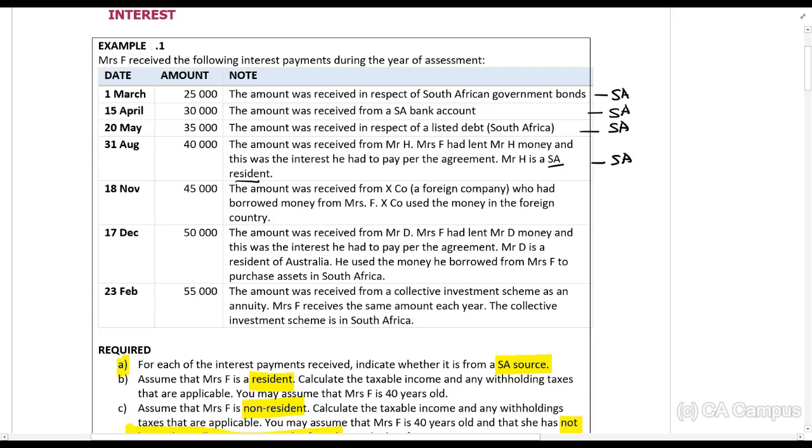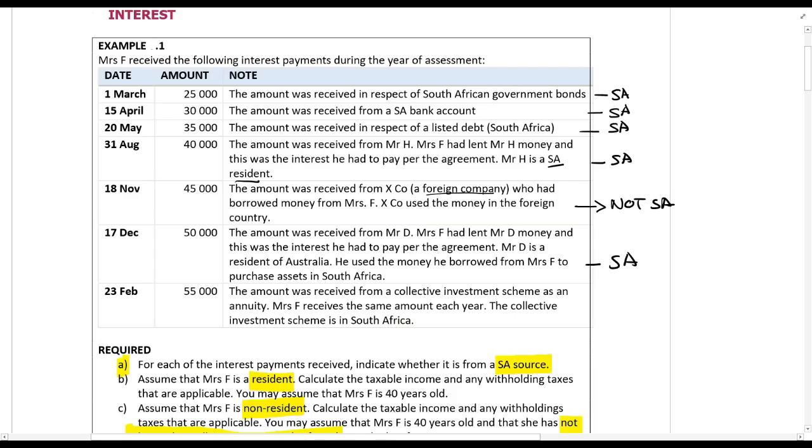18 November. The amount was received from Exco, which is a foreign company. Right, so that's not a resident, who had borrowed the money from Mrs. F. Exco used the money in the foreign country. Right, so it was not paid by a resident and not used in South Africa, so this is not a South African source. 17 December, the amount was received from Mr. D. Mrs. F had lent Mr. D money, and this was the interest he had to pay per the agreement. Mr. D is a resident of Australia, okay, so not a resident. He used the money borrowed from Mrs. F to purchase assets in South Africa. So he used the money in South Africa, South African source.